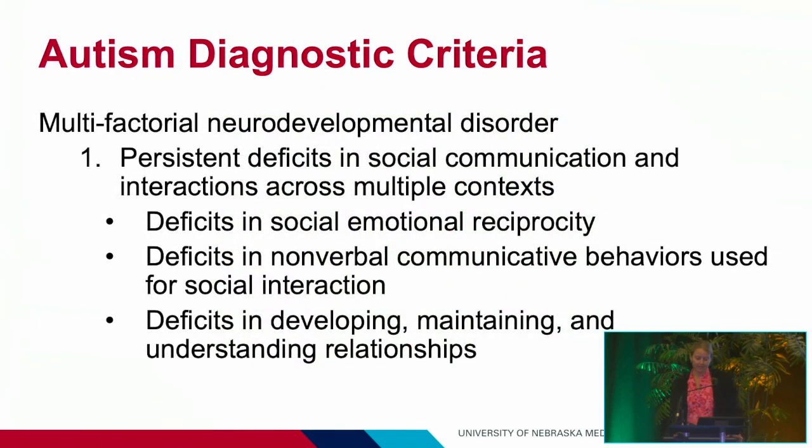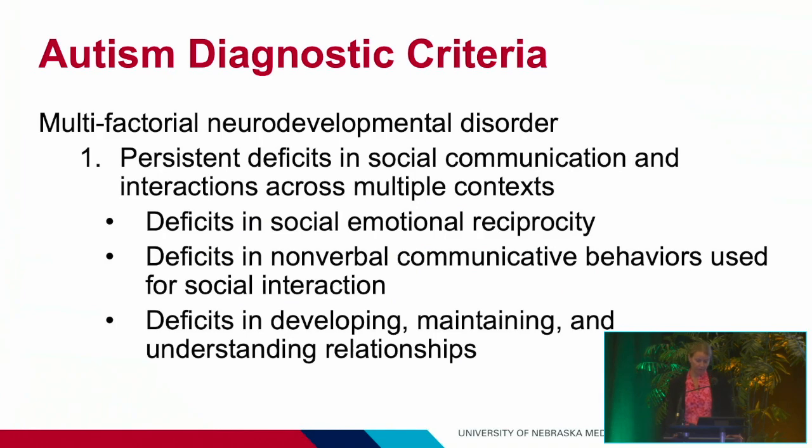According to the DSM-5, autism is a multifactorial neurodevelopmental disorder. The diagnosis relies on two main sources of information: the parents' or caregivers' description of their child's development and a professional's observation of the child's behavior. So the diagnostic criteria include persistent deficits in each of 3 areas of social communication and interaction, plus at least 2 of 4 types of restricted, repetitive behaviors.